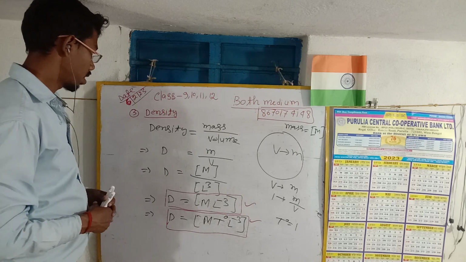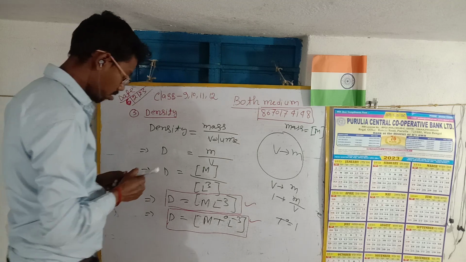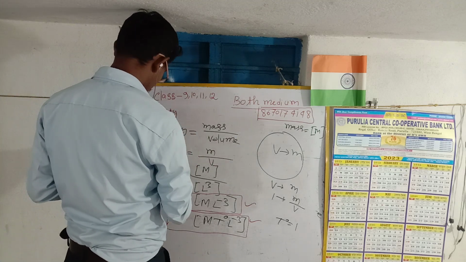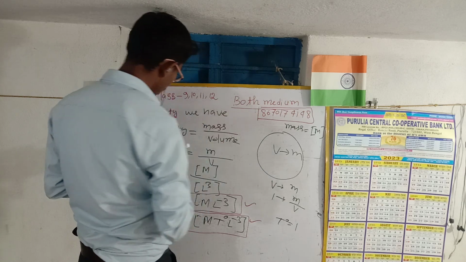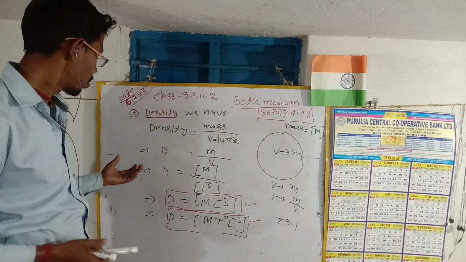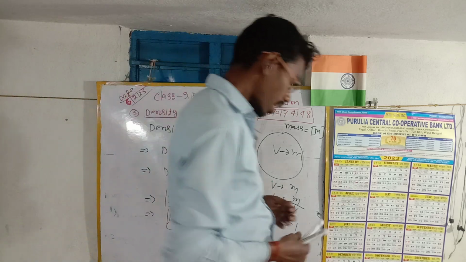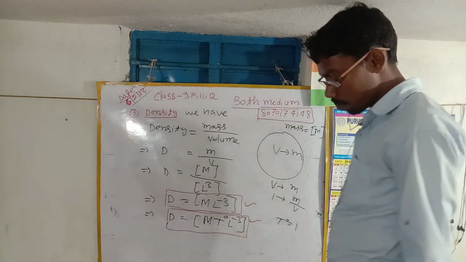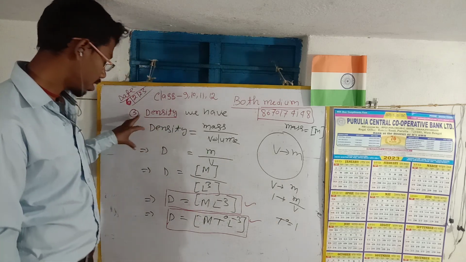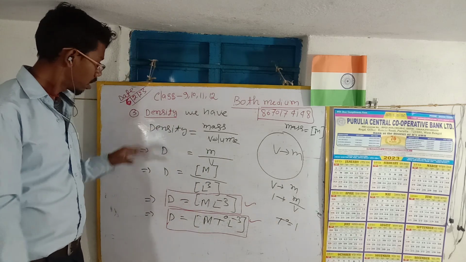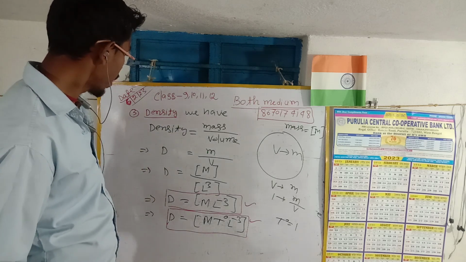Now start density. We have density equal to... In the previous lecture we found two physical quantities. First is area, second is volume. So the next physical quantity, density, we will find out.